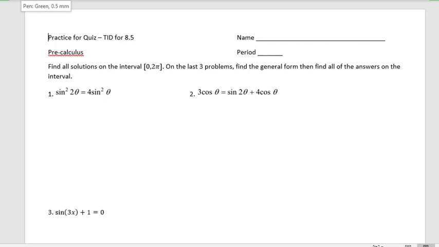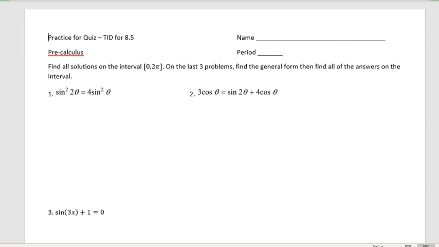All right, guys, this is the practice for the quiz, and the first two are actually warm-ups. These go back to the 8.2 section, and this will be on the test. So I thought I would go ahead and do these in a separate video. The 3, 4, and 5 are getting you ready for the quiz, so I will do those separately.